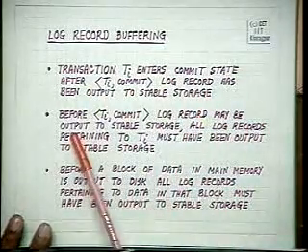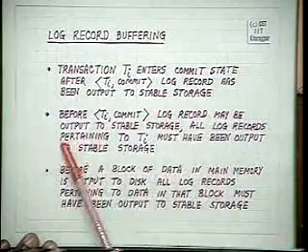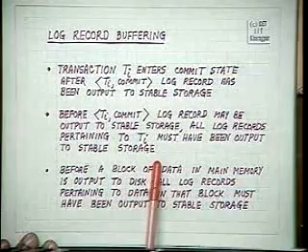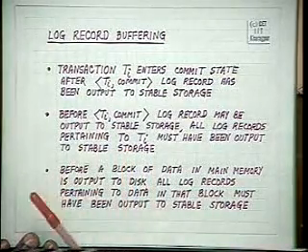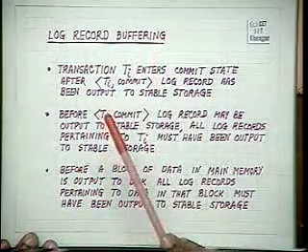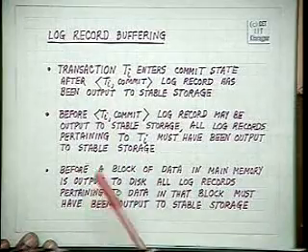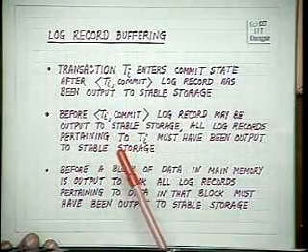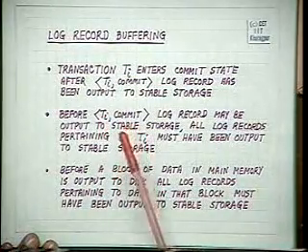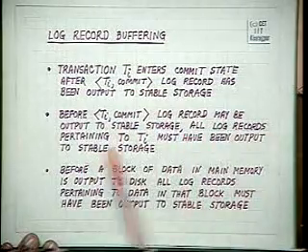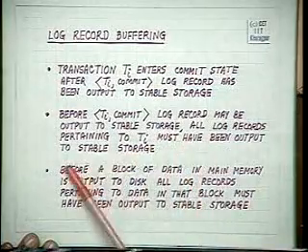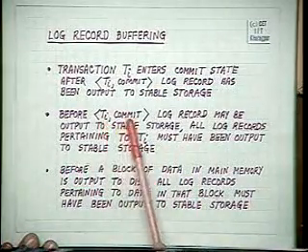The second point is, before the Ti commit log record may be output to stable storage, all log records pertaining to Ti must have been output to stable storage. Before Ti commits, due to log record buffering, we may have several blocks of log records in the memory, and we may not have outputted them into the stable storage yet. Now we cannot output Ti commit into the stable storage before outputting all the log records pertaining to Ti. So all log records pertaining to Ti must have been output to stable storage before Ti commit was done.